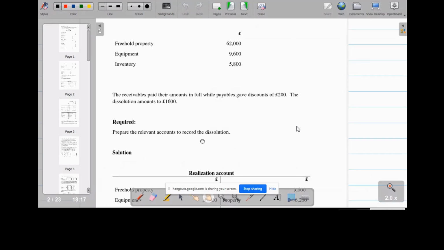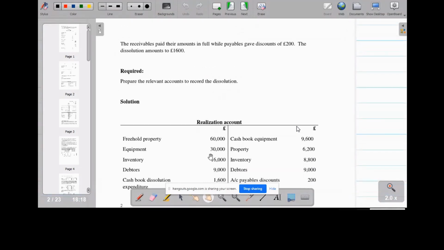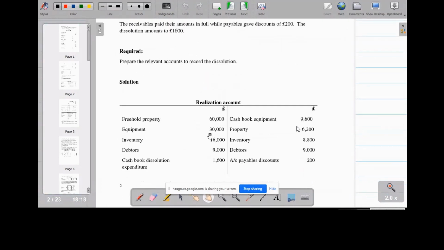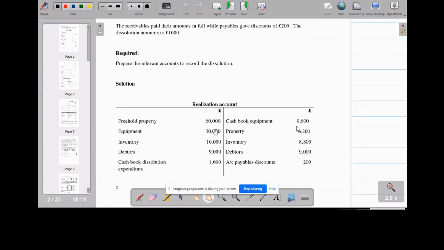So here, the first thing is to transfer all the assets to the realization account at the book value, because we said the journal entry is debit realization, credit the specific asset. So you can see all the assets: freehold property, equipment, inventory, debtors. Then we have dissolution expenses of 1,000. They have already been included here.